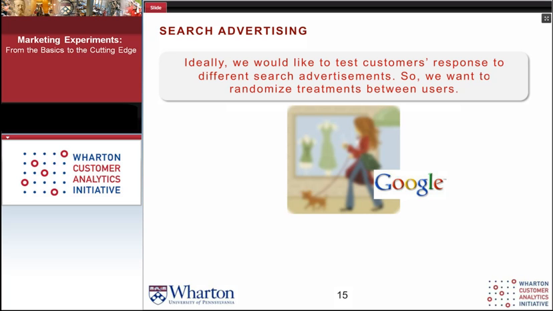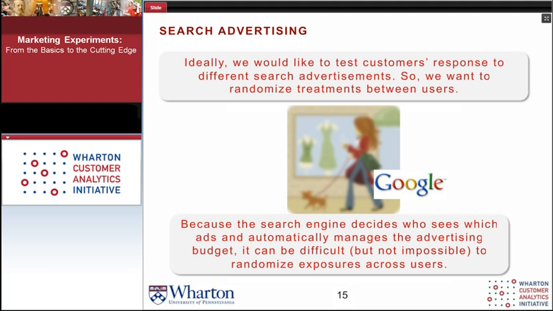But when you do this, you've got to keep in mind that Google is in the picture, and that can make your view of the customer go a little bit fuzzy. Google is trying to maximize their revenues, and they don't always execute clean randomization between the treatments unless you're really careful about how you set it up. So I think search advertising is a great area for testing, but one of the hardest places to do testing, mostly because that search engine is deciding who sees which ads, and it can be very, very difficult to randomize exposures across users.